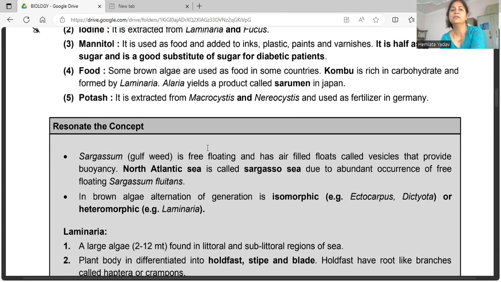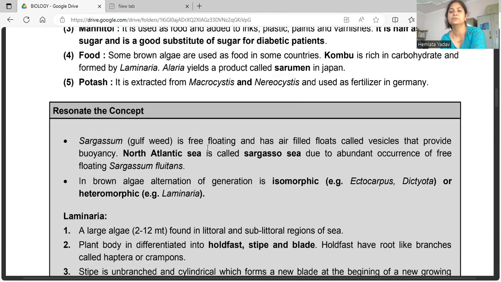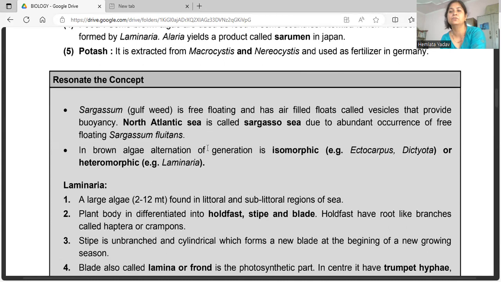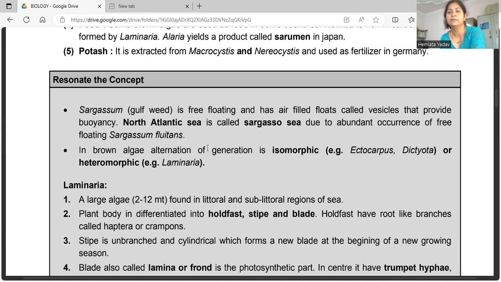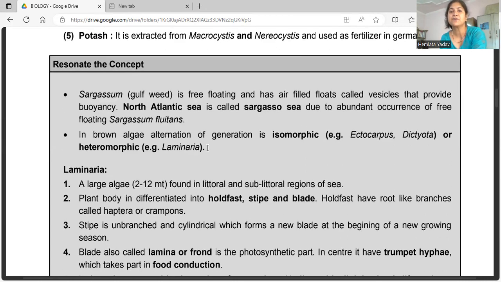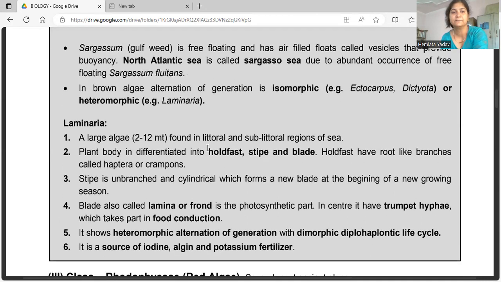As food, some brown algae are used as food in some countries. Kombu is rich in carbohydrate. Laminaria and Alaria yield a product, Suramin, in Japan. Potash is extracted from Macrocystis and Nereocystis and used in fertilizer.